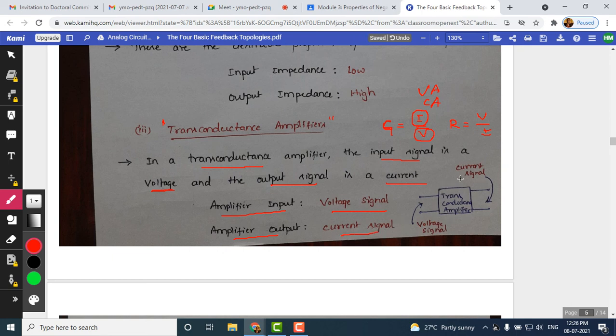This is shown in the block diagram here. You can see that part of the block diagram we have shown. This is going to be a transconductance amplifier. We expect input signal to be the voltage signal and output signal is going to be the current signal.